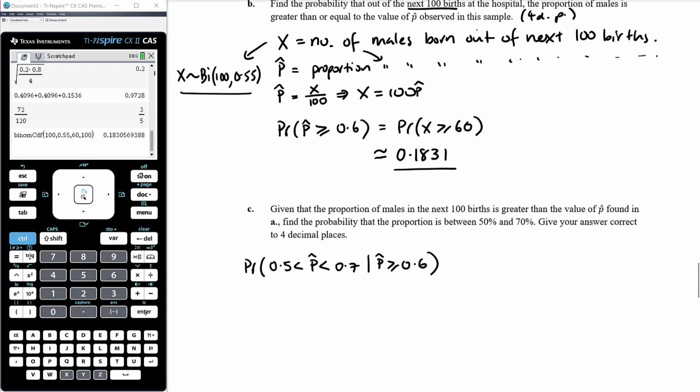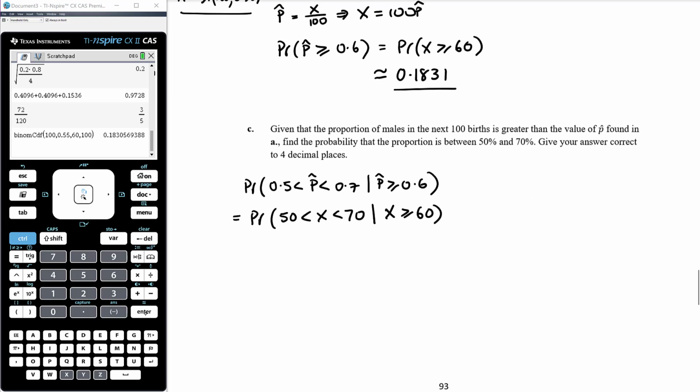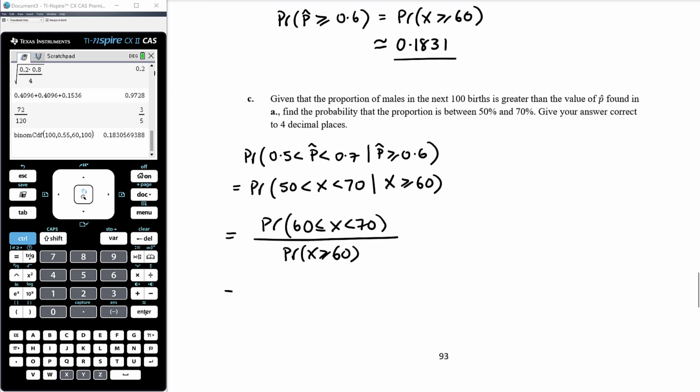Okay, so we want to convert that to be about x, because x is our binomial variable, and we know x is 100 times p hat. So this is the same as saying we're trying to find the probability that x is between 50 and 70, given that x is bigger than or equal to 60. Okay, so conditional probability, we need the intersection of these two things. So that is going to be the probability that x is bigger than or equal to 60 but less than 70, over the second thing, which is the probability x is bigger than or equal to 60, which we've already worked out. Okay, so we're going to need to calculate that numerator.